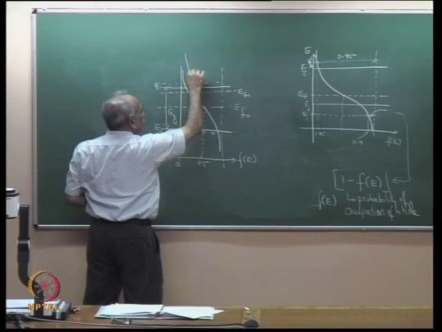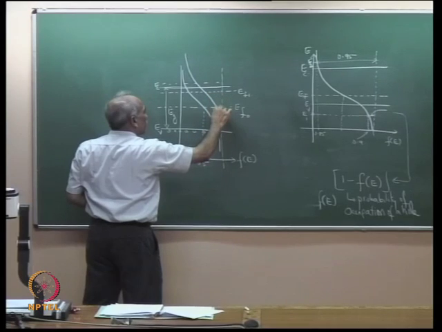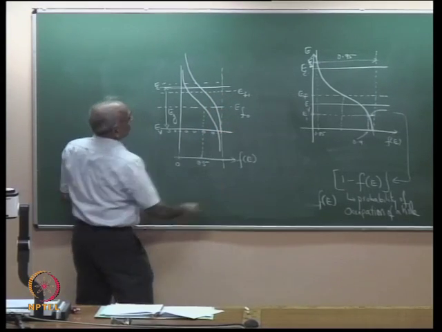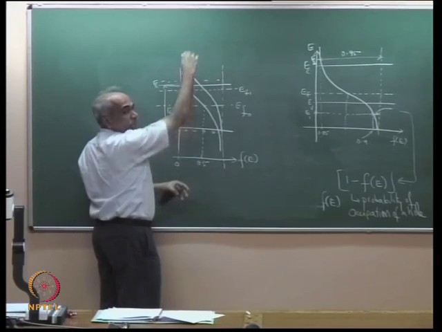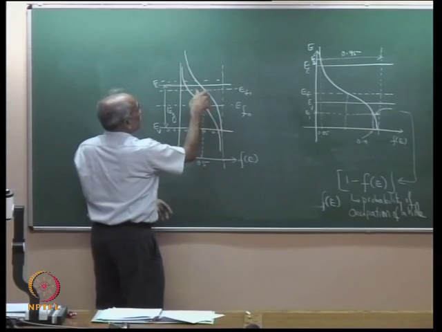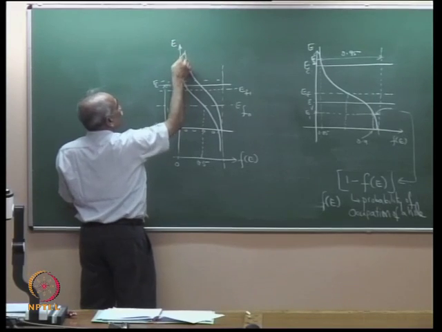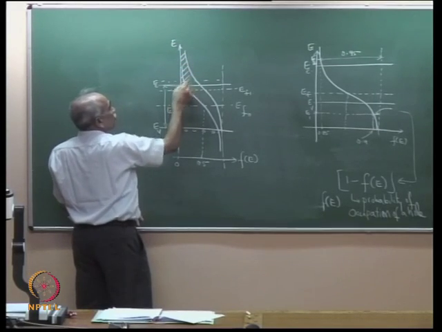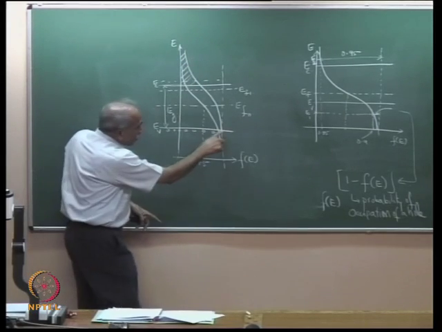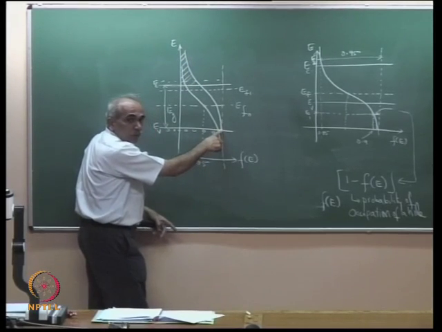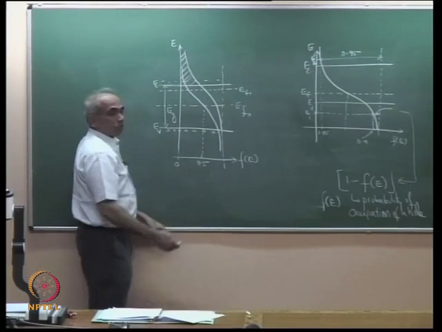So the curve will remain parallel. Please see that the curve remains parallel, but it is shifted up. What does that mean? Clearly the curve shows that now the probability of occupation of electrons in the conduction band is more, and the probability here has become very small. 1 minus f of E, the number of holes here, will be very small.